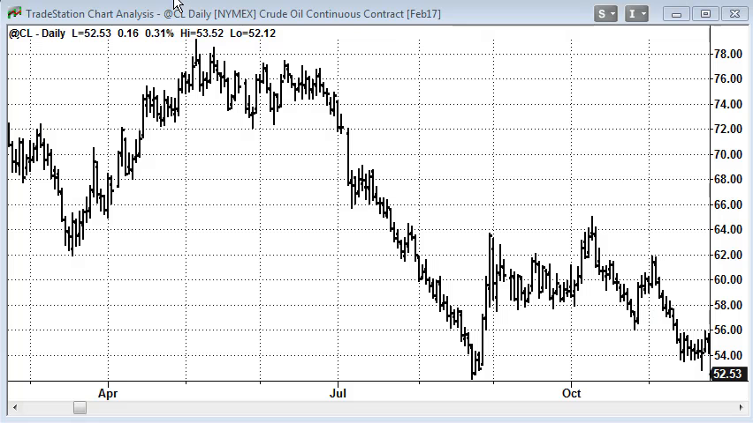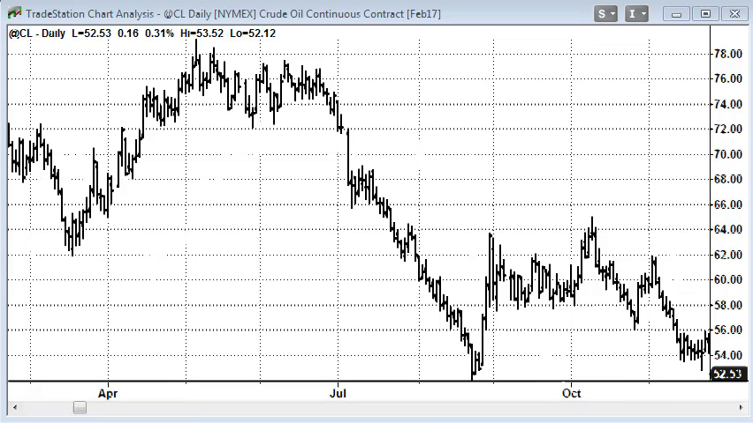Here we're looking at crude oil, and there are no indicators at the moment. What is the most popular indicator used by most traders? It's moving averages. Let's take a look at a few of them.